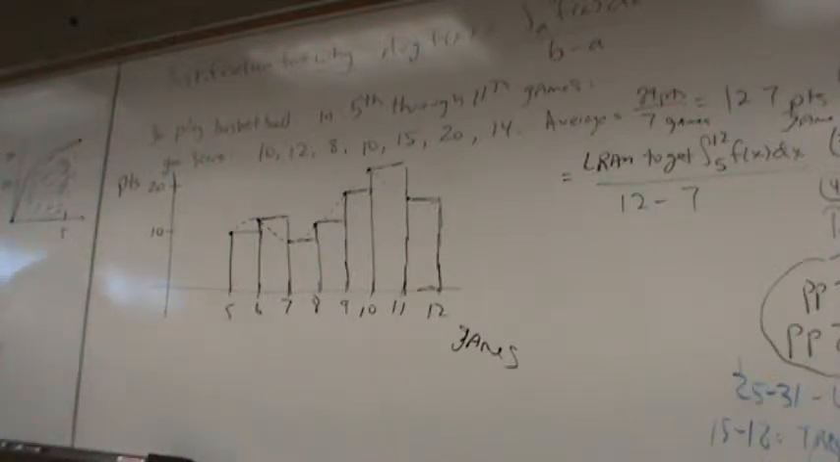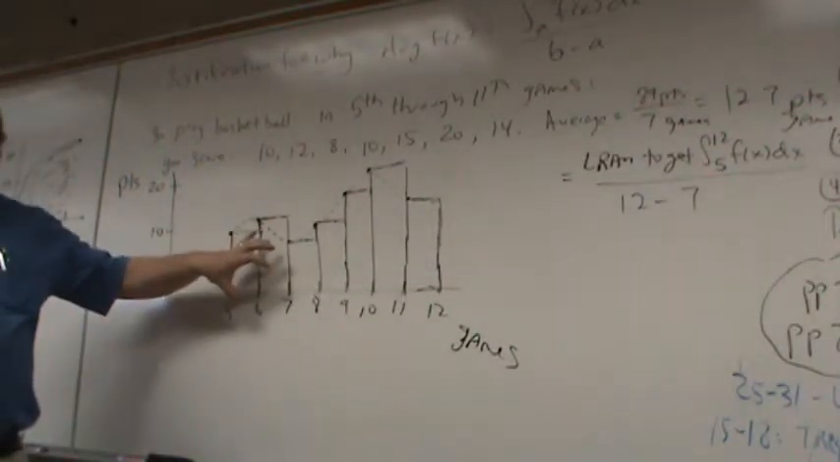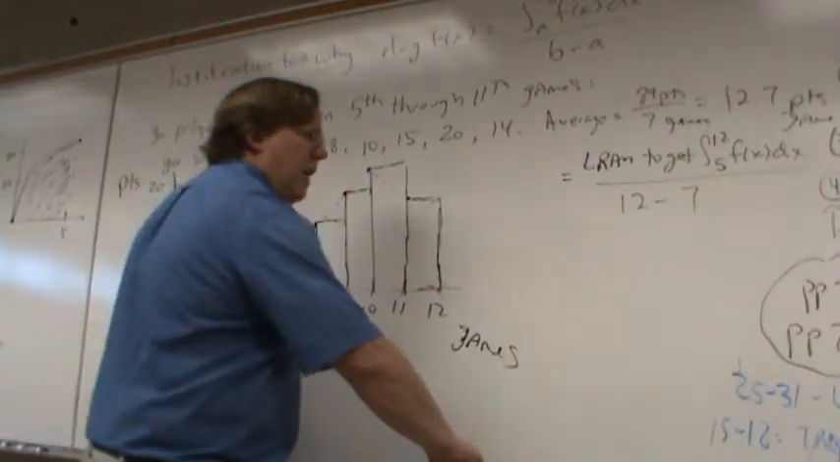And then finally, I just want you to see, are you okay with that? Whenever you get the average of a bunch of numbers, what you're actually doing is LRAM to get the area under a curve and dividing by the 12 minus 5.